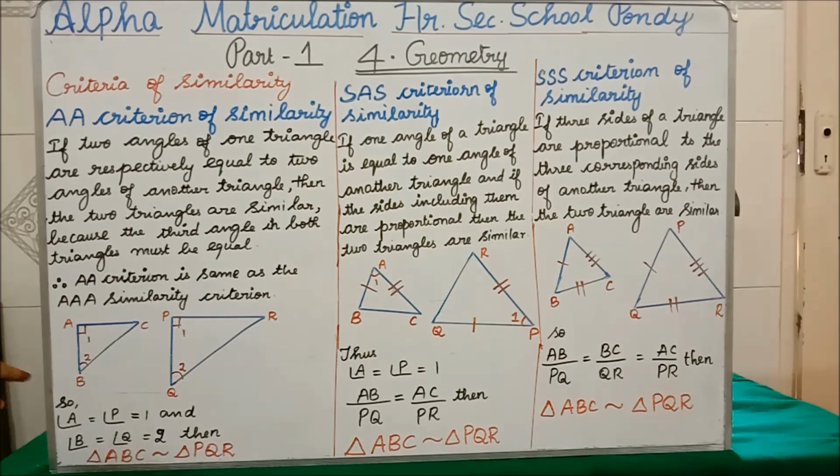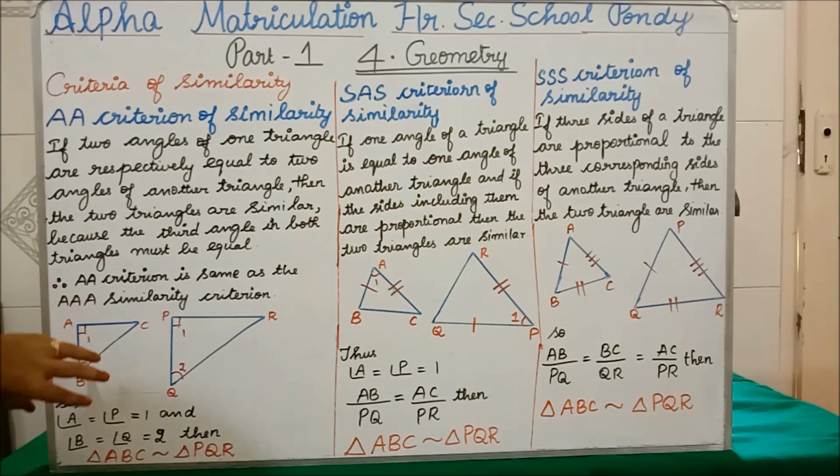Okay, so now how we say these two triangles are similar: first, here we have angle 1 and here also we have angle 1. So I can write angle A is equal to angle P, which is equal to 1, the angle I have marked. And angle B is equal to angle Q, which is equal to 2.